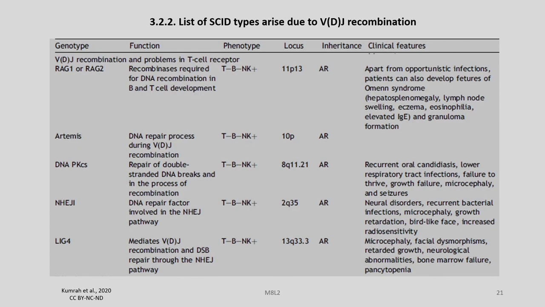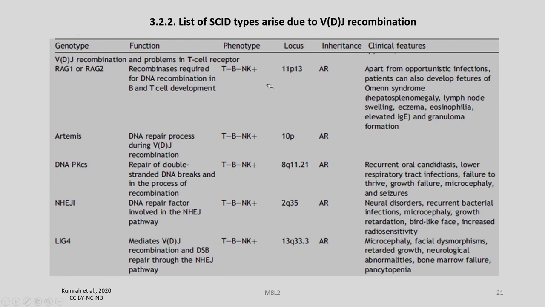This table shows a list of SCID types which arise due to VDJ recombination. So, we have the genotype in column 1, phenotype in column 3, and the locus in column 4, and the clinical features in the last column.